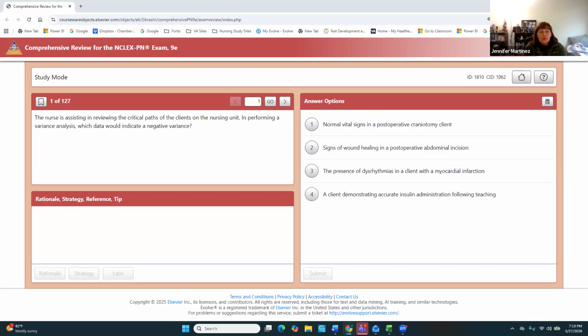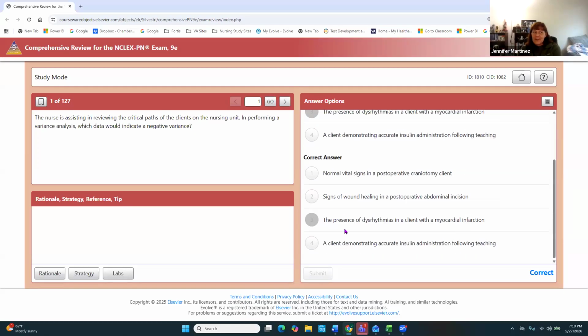So, three. Okay, got a whole bunch of threes. I was just going to ask, what's a negative variance? The opposite outcome, like what's not supposed to be happening. All right.